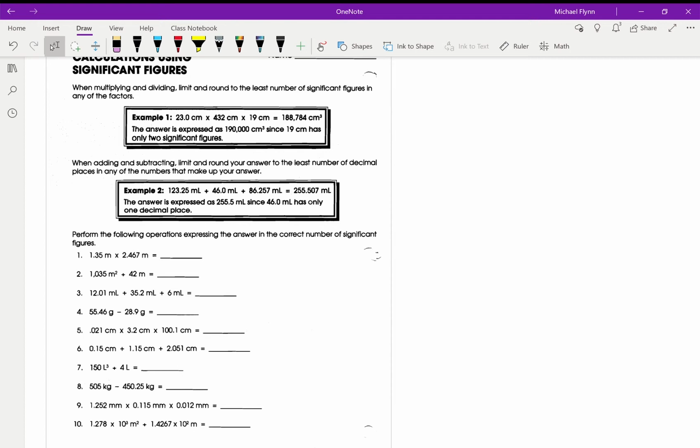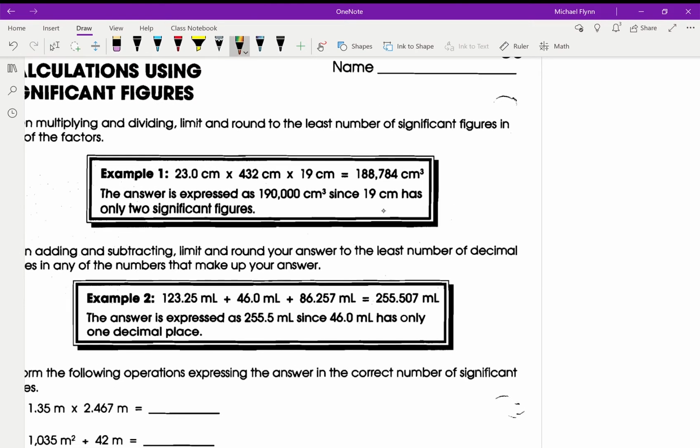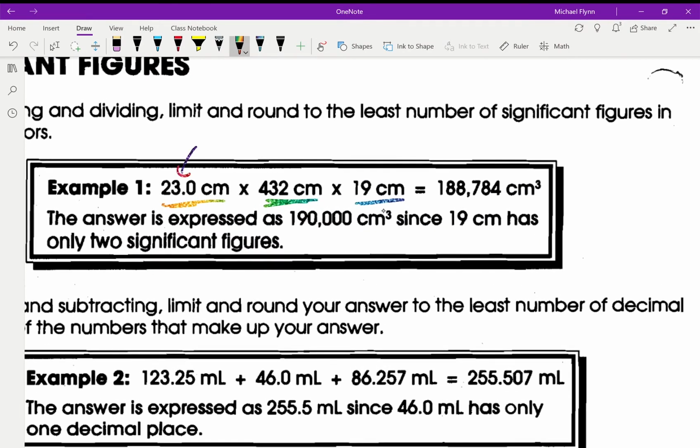So let's say, for example, I'm trying to measure the volume of a cube, or not a cube, but a rectangular prism. Here it's 23 centimeters by 432 centimeters by 19. Now look, how many significant digits are in this number? Well, there's 3. How many in this number? 3. How many in that number? Only 2. So he's got these 3 measurements. Two of them have 3 significant digits, but that one has the least precision. If you like, it has the least number of significant digits. And he has 6 significant digits there in his calculation.